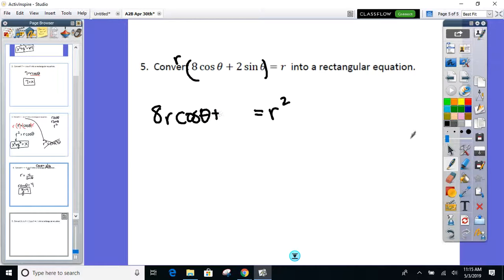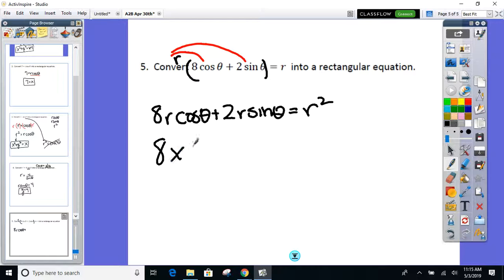Plus. Well, that's all I'm doing right there, distributing the R. What's next? Plus. And then we had R squared over here. Can you plug in so there's no more R's and thetas? What are you going to have over here now? R cosine theta is equal to X, so 8X. Plus, what do you got for me here? 2Y. I'm looking good so far. X's and Y's. R squared.